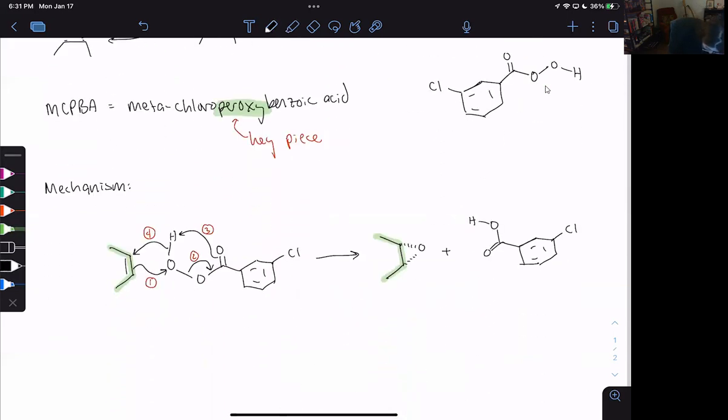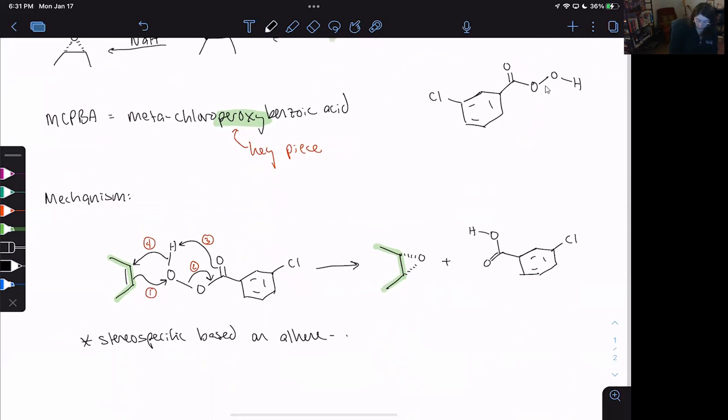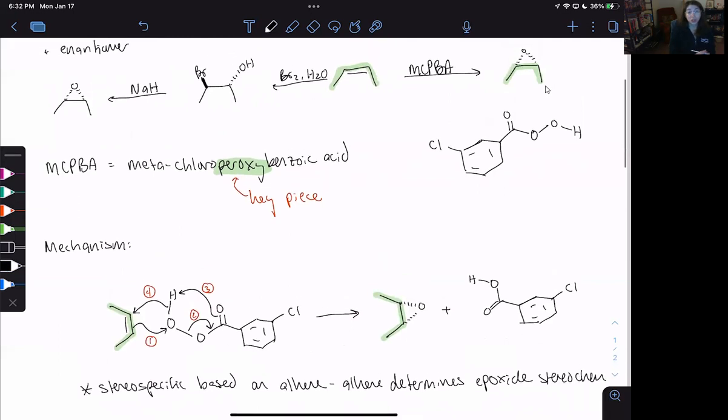So we're just going to write that as a note. So this is stereospecific based on alkene. The alkene determines epoxide stereochemistry. Okay, so that's pretty much it for epoxidation.